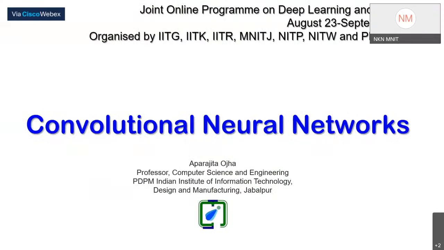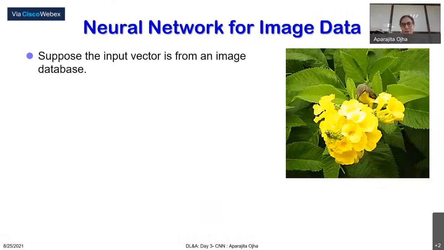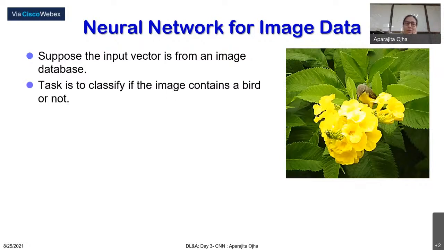Good afternoon, all the participants. So today we are going to discuss a very important type of neural network known as convolutional neural network. I told you on the first day that there are several types of neural network, and they have proven to be very useful in different applications, right? So let us begin with neural network for image data. Suppose your input vector is an image, and the task is to classify if the image contains a bird or not.